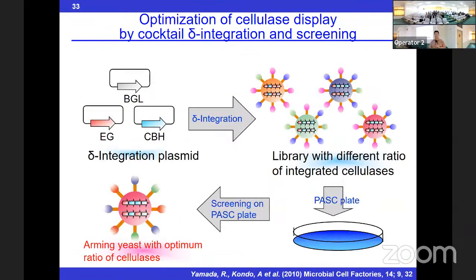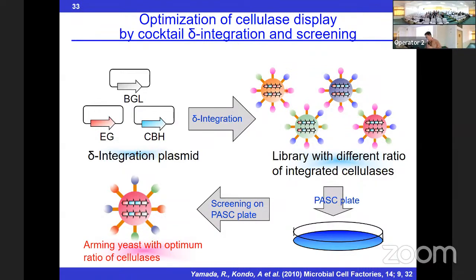And after that, as I mentioned, the ratio of the cellulases is very important. But nobody knows which ratio is most effective for the degradation. So at that time, we applied a gene modification strategy to the arming yeast strain. At first, we created 3 kinds of plasmids with different enzymes and introduced them to the yeast strain. This is the genetic modification strategy.